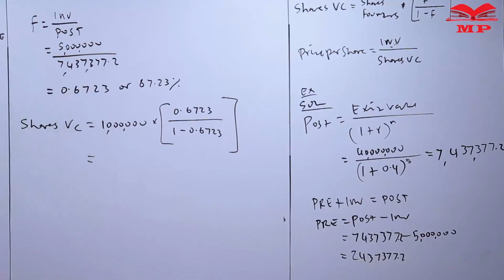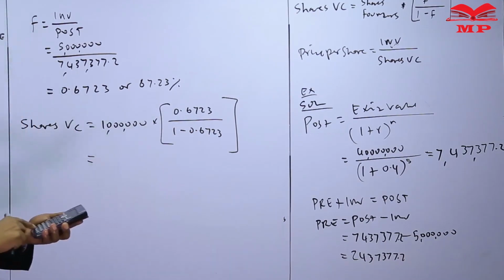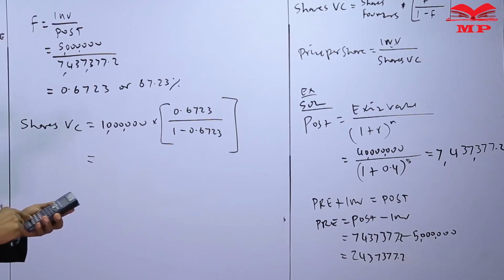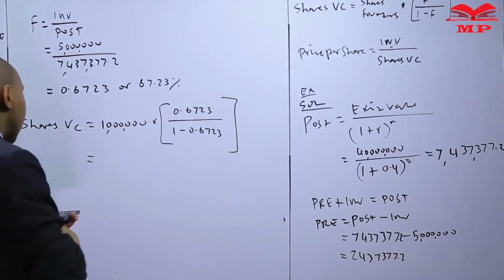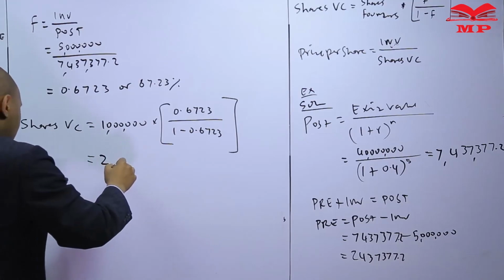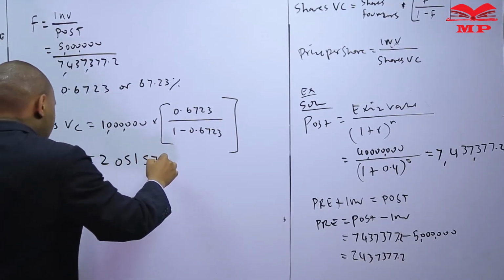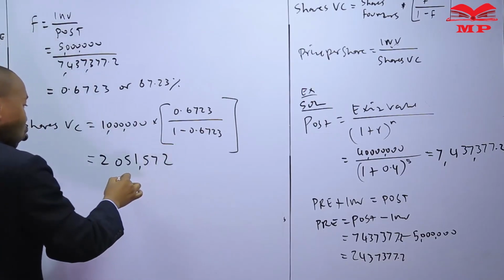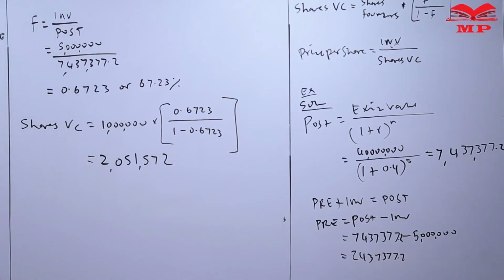How many shares are due to the venture capital holders? We first work out 0.6723 divided by 1 minus 0.6723, which gives 2.05. Multiplied by 1 million, we have 2,051,572 shares. We put it like that because you do not have 0.5 shares.